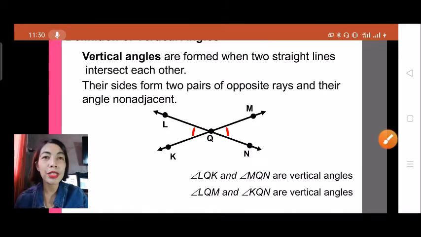Okay, maliwanag po ba si vertical angles? May question? I-message nyo na po pag may tanong kayo.